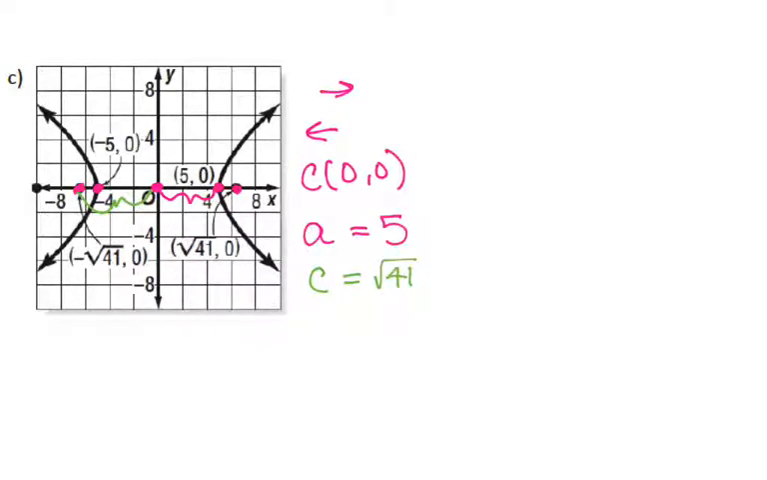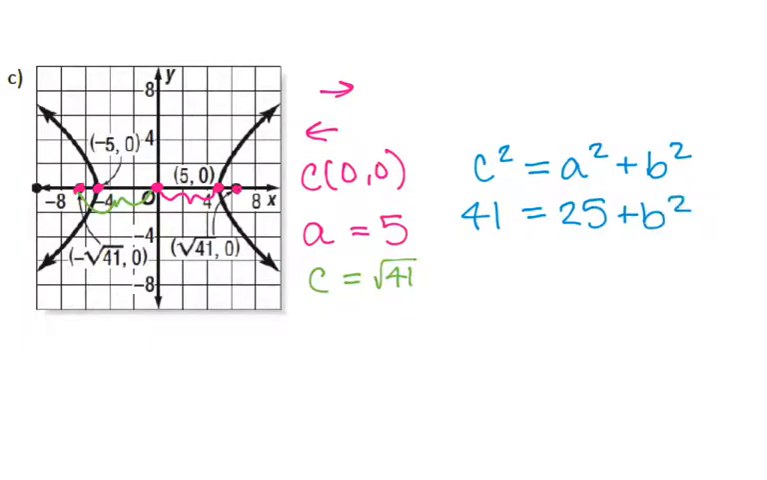And then, of course, since I have A and C, I have to use the formula for the foci to be able to solve for B. So it's A squared plus B squared equals C squared. So I have square root of 41 squared, which is just going to give me 41, equals, not 36, 25 plus B squared. I'm going to subtract 25 from both sides, and that gives me 16 equals B squared.